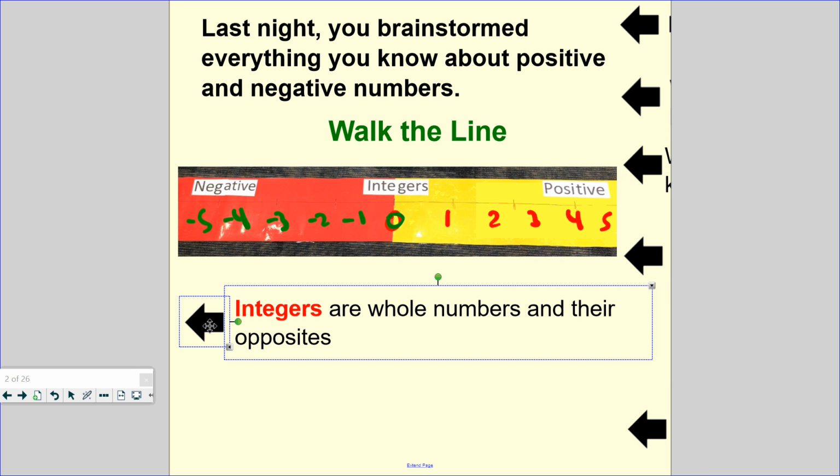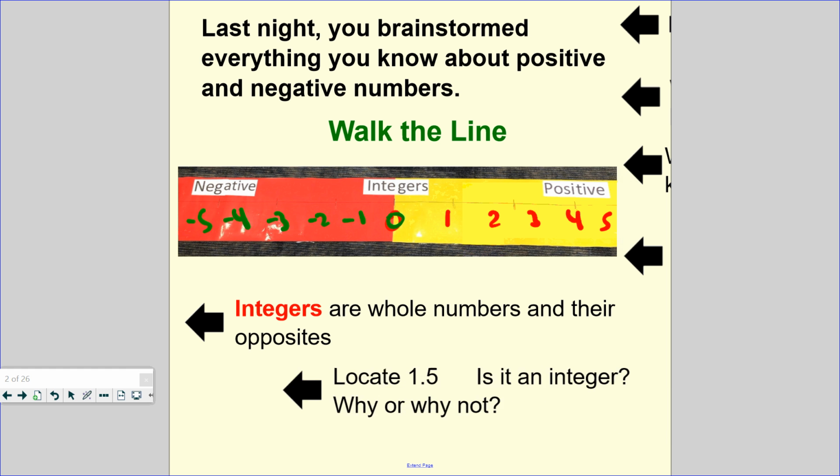Integers are whole numbers and their opposites. Whole numbers are numbers such as 0, 1, 2, 3, 4, 5. You've learned whole numbers since first grade, second grade, and their opposites, which is sixth grade. What's the opposite of 1? -1, -2, -3, -4, -5. Some people say integers are positive or negative, like whole numbers and their opposites.